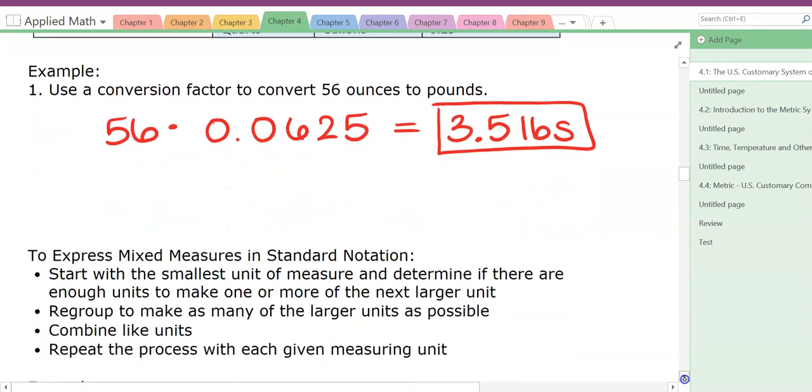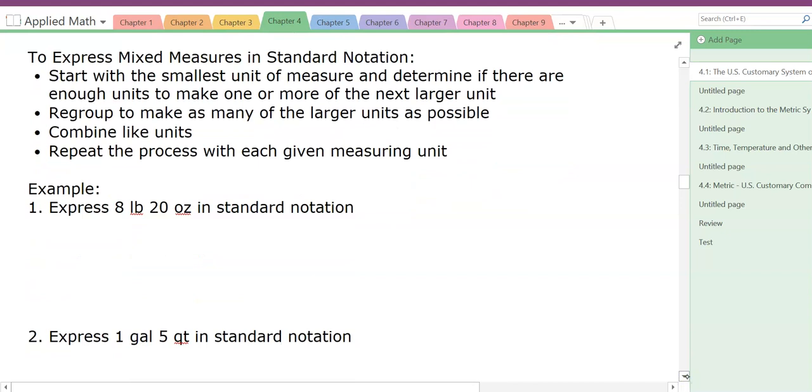Now we have something called standard notation. Standard notation is when, instead of writing something like 38 inches, they want you to write how many feet could be in there and then how many inches are left over. Or instead of everything being in ounces, they might want you to figure out how many whole pounds you have and then how many ounces are left over. That's called standard notation. And that makes more sense to us instead of being told that something is 75 inches. We would want to know that it's however many feet and then this many inches left over, especially if you're working with construction or anything like that.